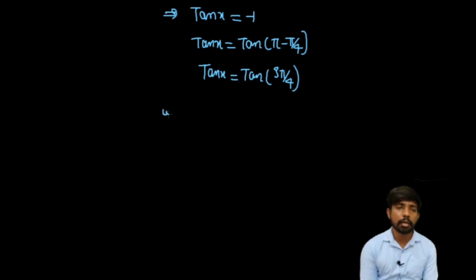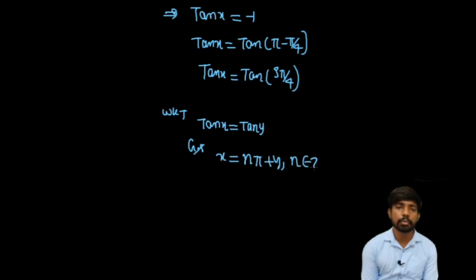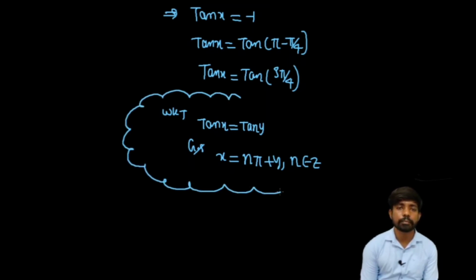We know that if tan x is equal to tan y, then the general solution is x is equal to n pi plus y, where n belongs to Z. This is a formula. Now here, in the place of x, x; in the place of y, 3 pi by 4 we have.